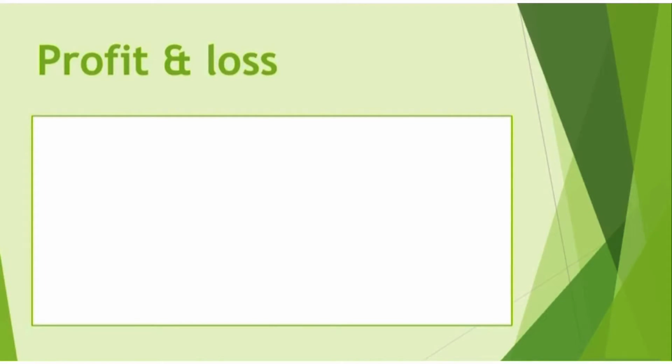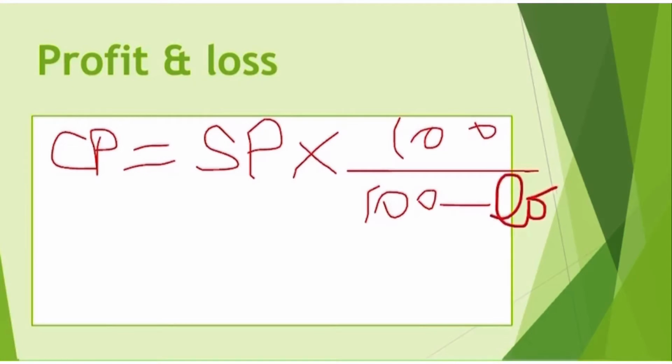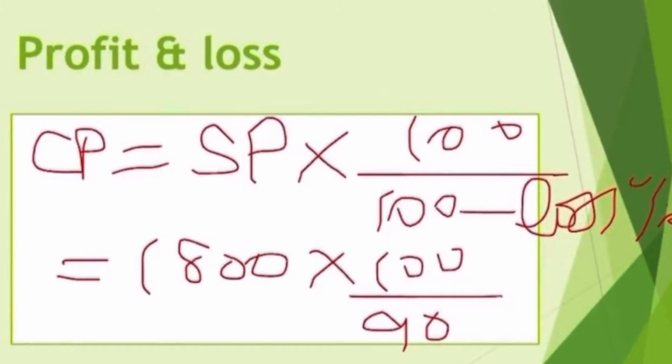Now we know the selling price and the loss percentage. So we will use the formula now. CP, that is cost price, is equal to SP, that is selling price, into 100 by 100 minus loss percentage. Now the selling price is 1800 into 100 by 100 minus loss percent, which is 10. So 100 minus 10 is 90. Now if we cancel, 90 into 20 is 1800. So 20 into 100 is 2000 rupees. So the cost price is 2000.